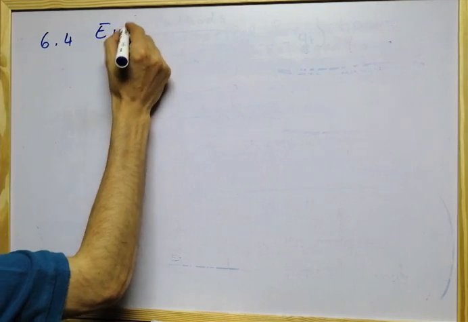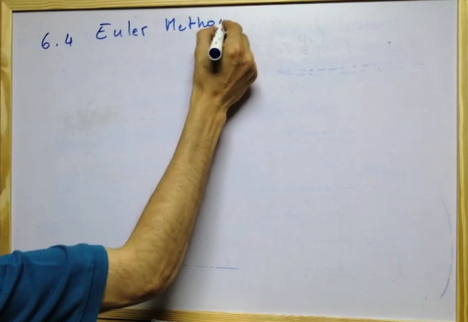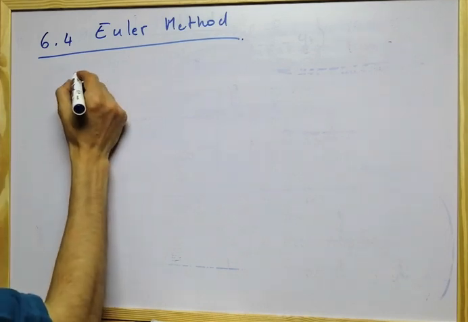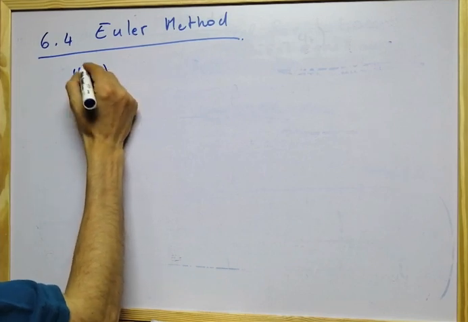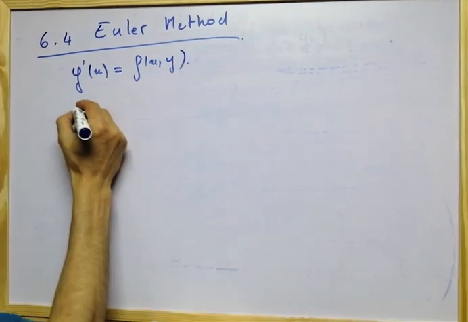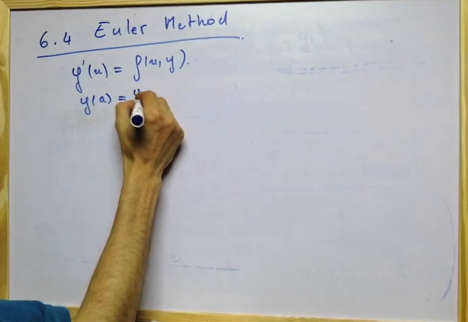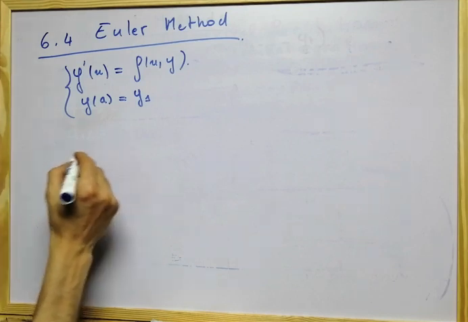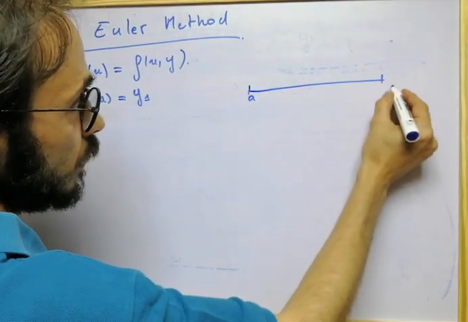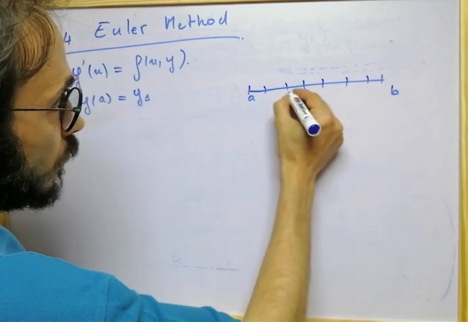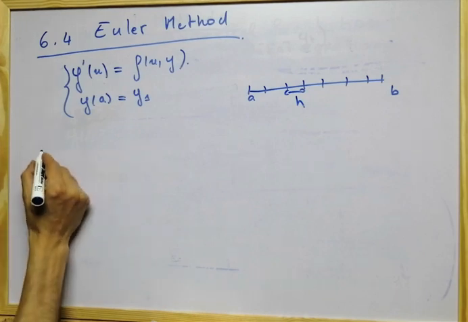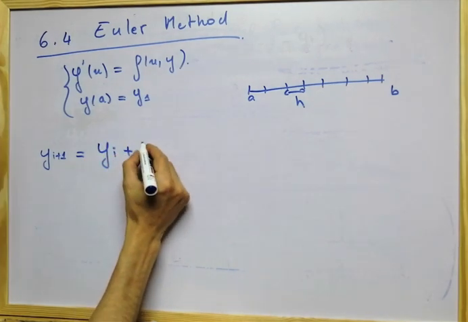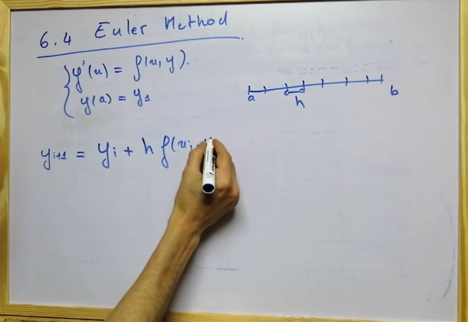6-4 Euler method. So, like I said, I will recall the system of equations: y prime of x equals f of x, y, with y of a equal to y1, where y1 is some given value. Now, for the Euler method, when we have the interval a, b discretized on n points, with step h, the Euler method simply writes yi plus 1 is equal to yi plus h f of xi, yi.